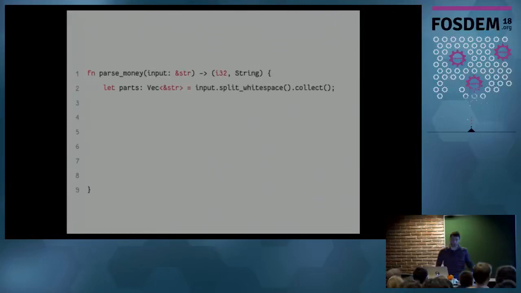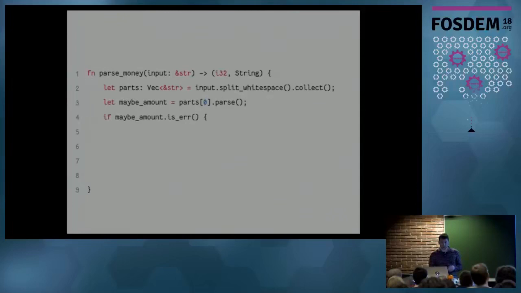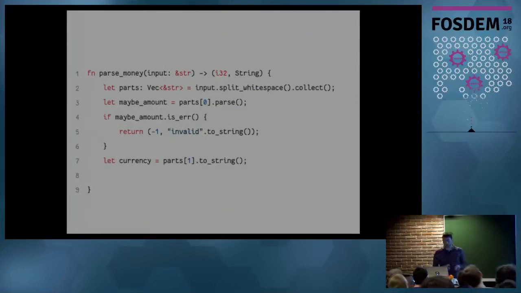And we check if we have an amount. We just parse the first element in our vector. And if we have an error, we return some magic number, as we do in C or many other languages, and we say we have this invalid currency. And if not, then everything was all right. And we just take the second element from our vector, which contains the currency. We parse it into a string, and we return it as a tuple. Yeah, can work. Not too beautiful.